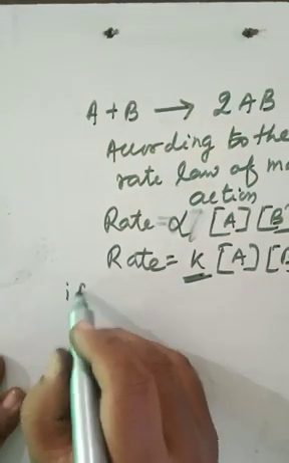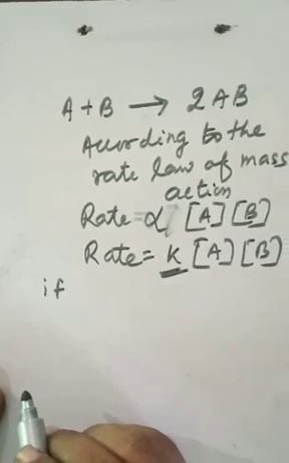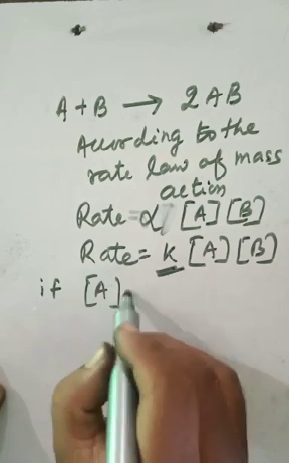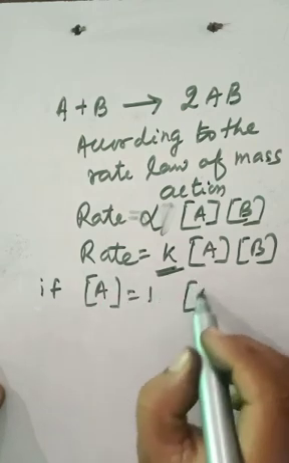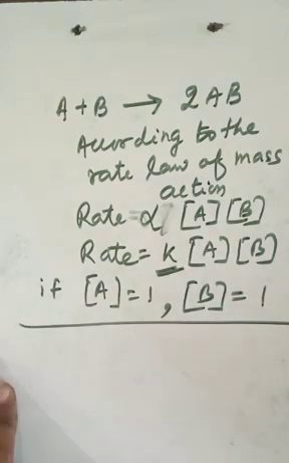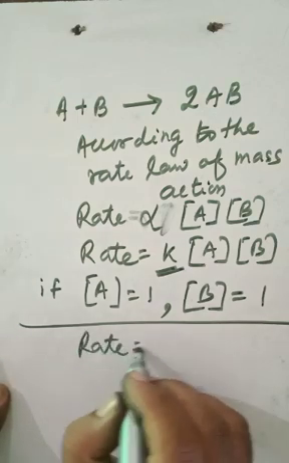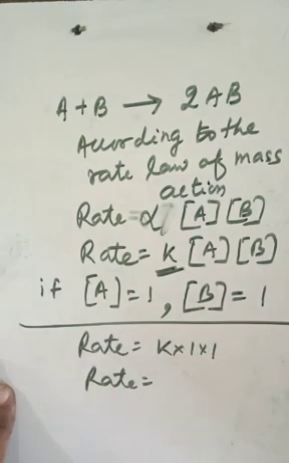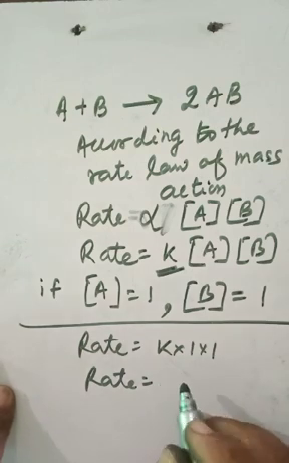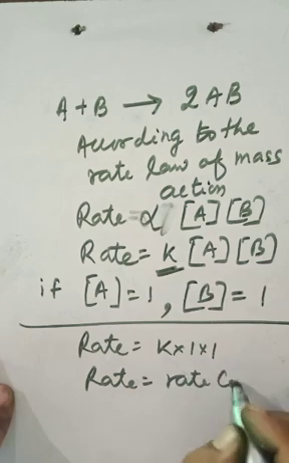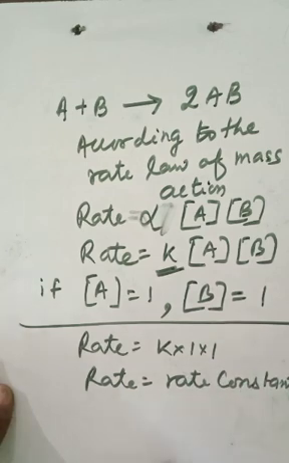If the molar concentration of A equal to 1, and the molar concentration of B is also 1, then rate equal to K into 1 into 1, then rate equal to rate constant.